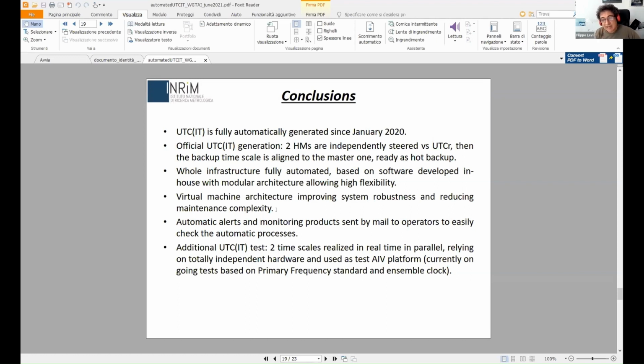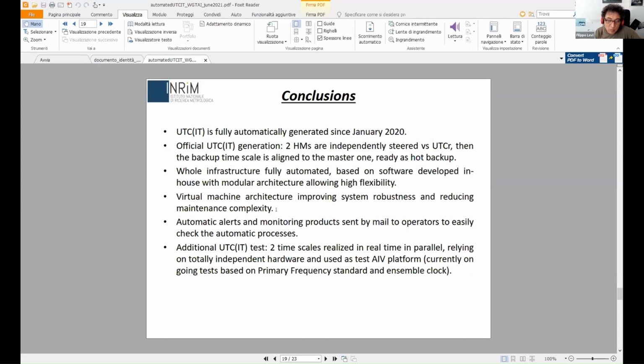Even though we had quite an important uptime of our fountain in the last year, it happens that you have some days or weeks when the fountain data are missing. So for the automatic generation of UTC, we decided to use UTC Rapid as a steering reference.